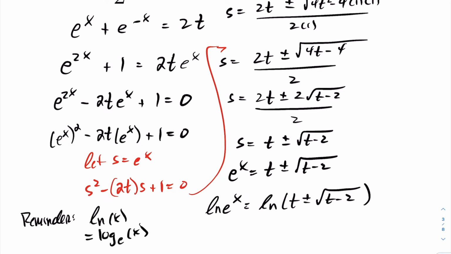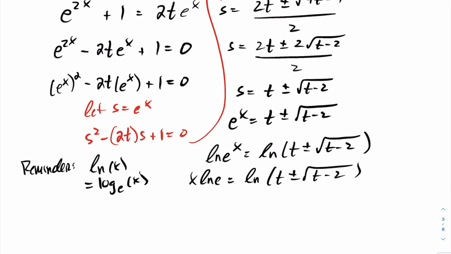So when I do that, I can drop down that x like we've been doing. And this ends up being x ln e is going to equal our right-hand side. And lastly, ln of e is 1, so x is going to equal the ln of t plus or minus the square root of t minus 2.